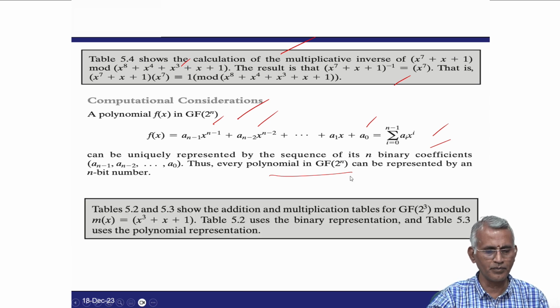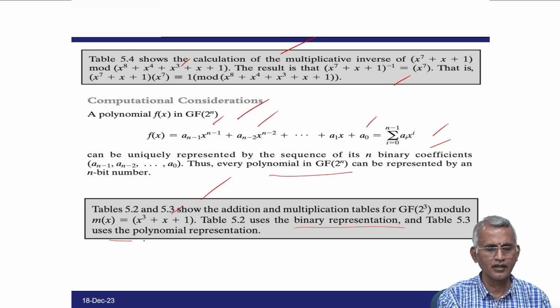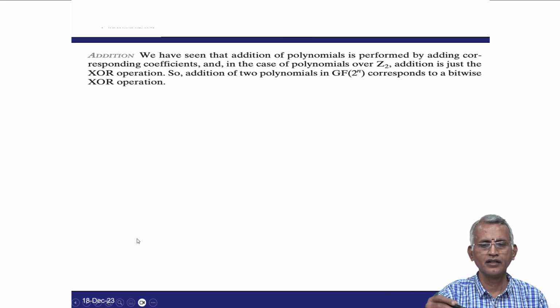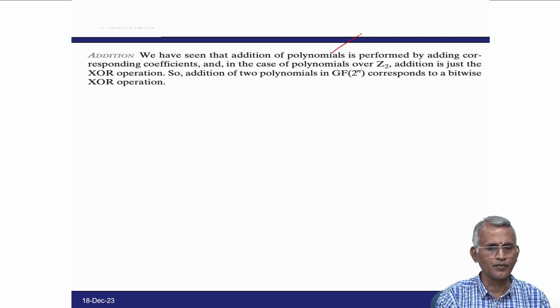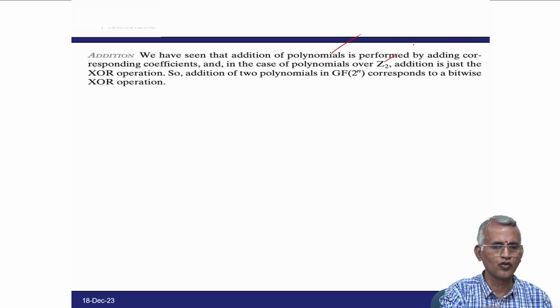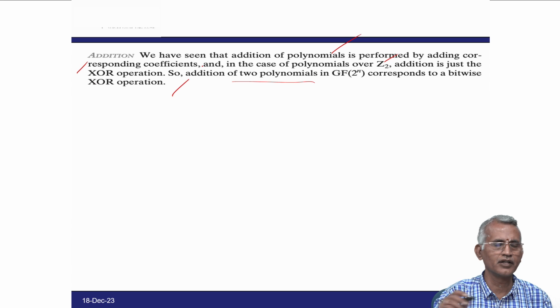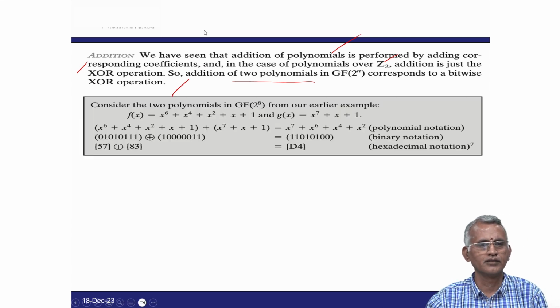So, tables 5.2 and 5.3 show the addition and multiplication tables of Galois field of 2 power 3 under modulo m of x equals x cube plus x plus 1. Table 5.2 shows the binary representation. Table 5.3 uses the polynomial representation. Now, for addition, we have seen the addition of polynomials is performed by adding the corresponding coefficients. In case of polynomials over Z2, the addition is just the XOR operation. So, the addition of two polynomials in a Galois field corresponds to the bitwise XOR operation.